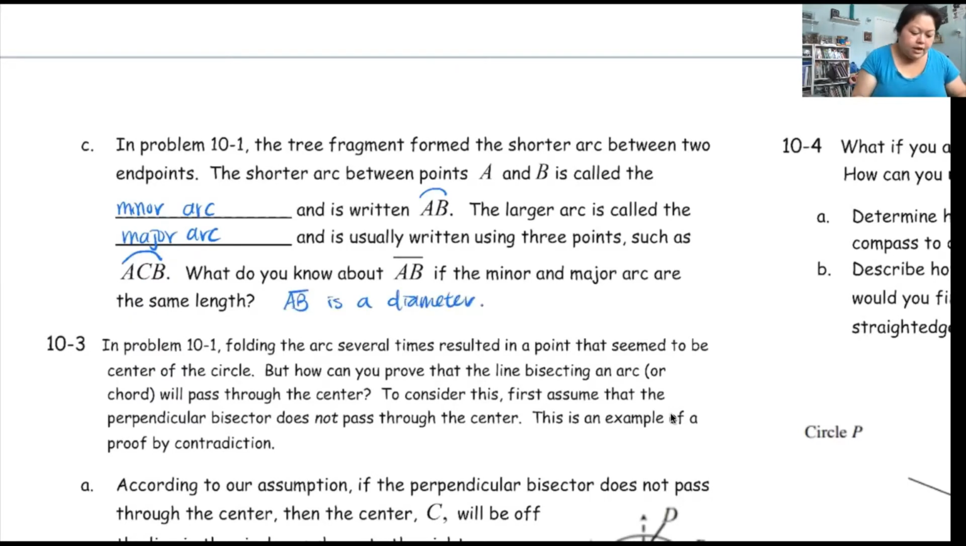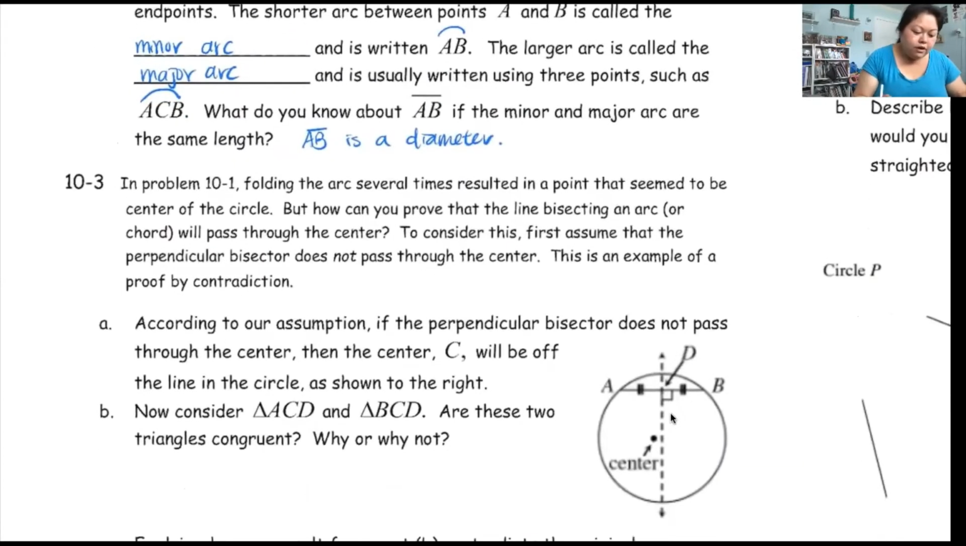Okay. Continue. In 10.1, folding an arc several times resulted in a point that seemed to be the center of a circle. But how can you prove that a line bisecting an arc or a chord will pass through the center? To consider this, first assume that the perpendicular bisector does not pass through the center. This is an example of proof by contradiction. We're gonna start by saying no, it doesn't work, and then you'll see that your proof is eventually going to show you that the not working does not work. So not working, making it work.